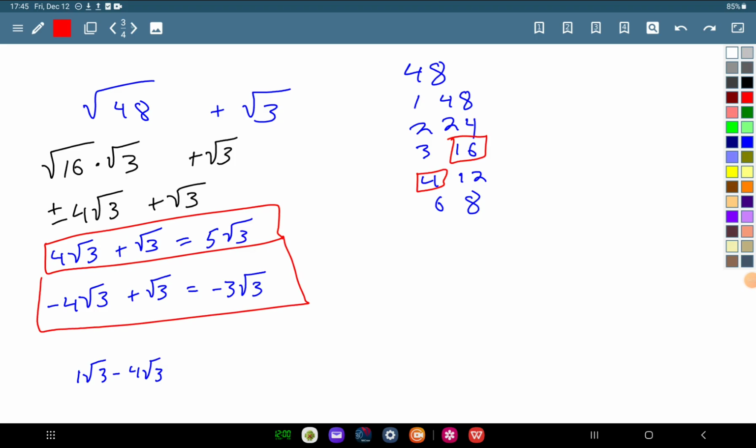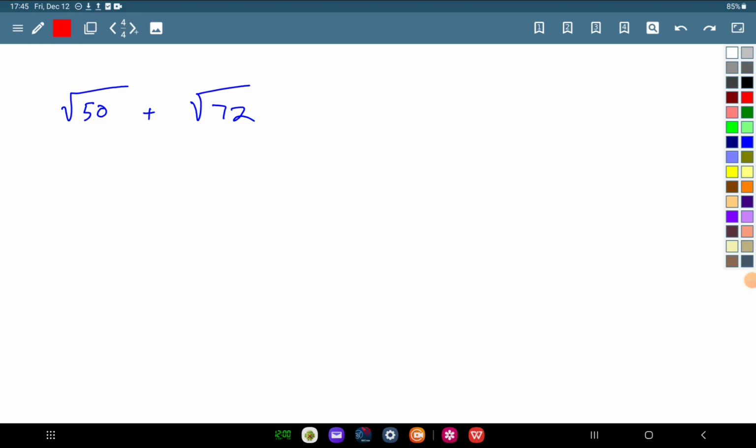And let's do just one more. We've got the square root of 50 and the square root of 72. Oh, that is evil. Am I evil?